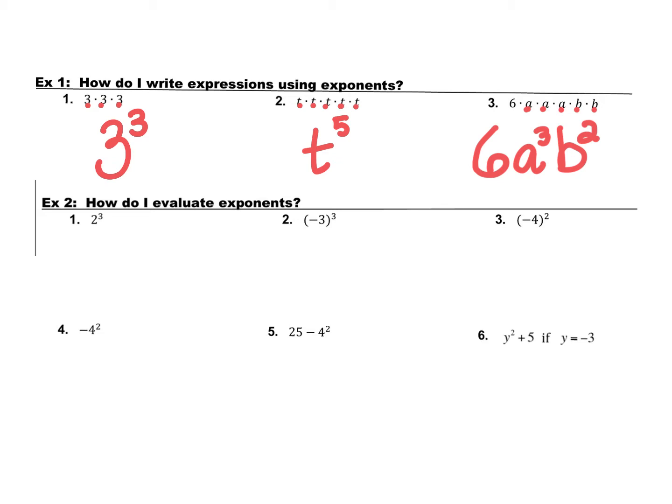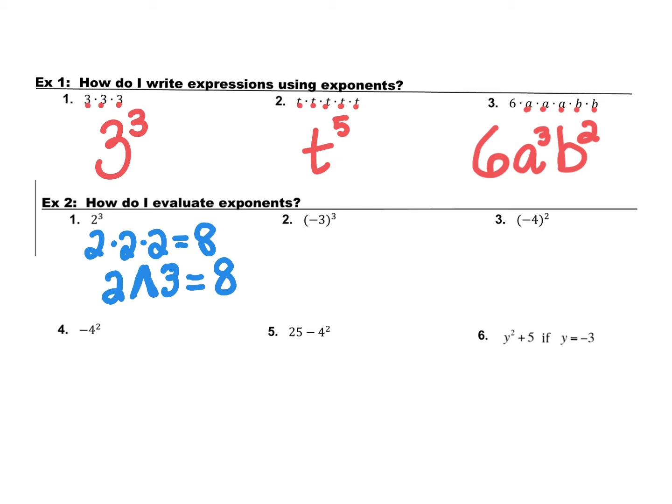To evaluate exponents, we are going to just do 2 times 2 times 2, and we're going to get 8. If you wanted to do that on your calculator, you could do 2 to the power of 3. On the graphing calculators and on a lot of calculators, it's this button that looks like kind of an upside down V. It's called a caret.